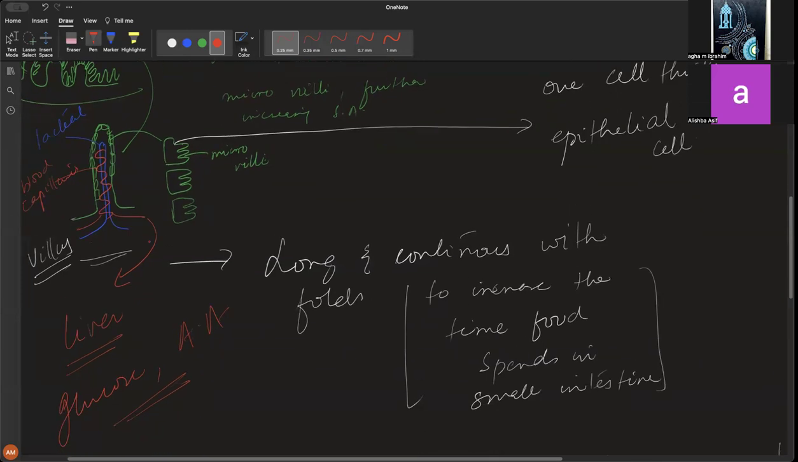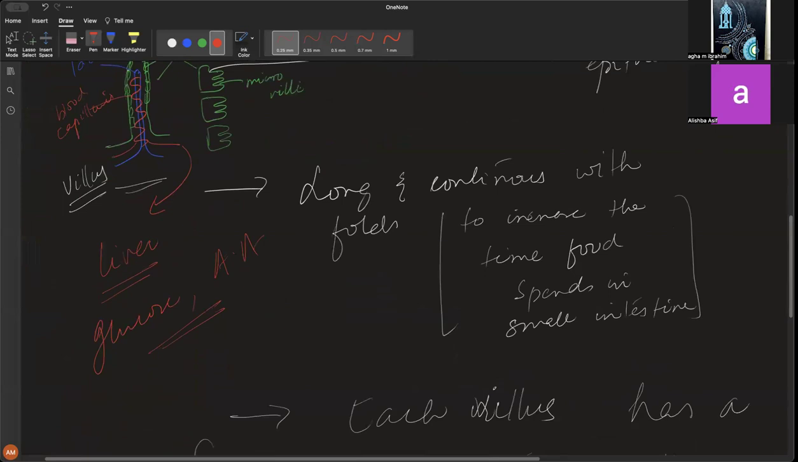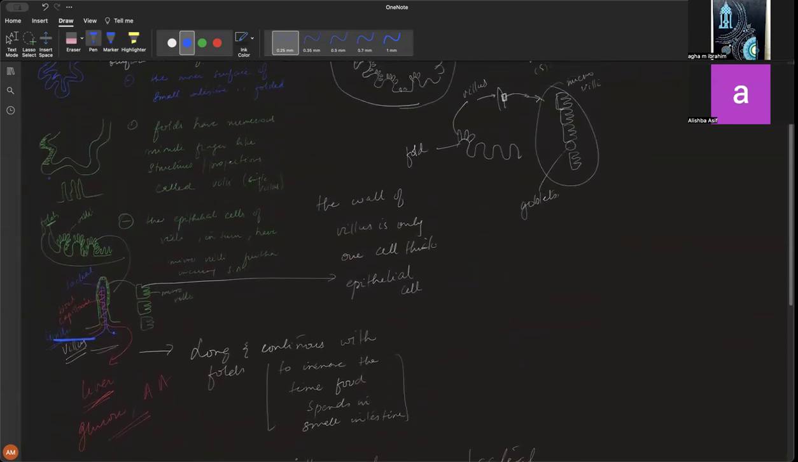Right? So the blood capillaries take glucose and amino acids to the liver, right? And the lacteals are actually responsible for absorption of lipids. They take the lipids into the lymphatic system and from there onwards to the heart. So these are the few things that we have already observed.